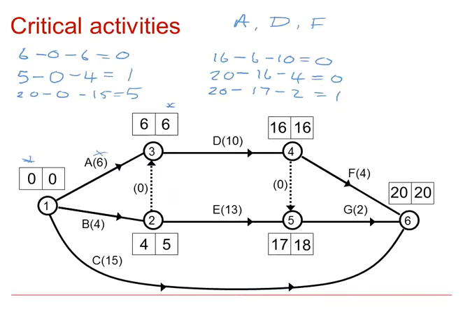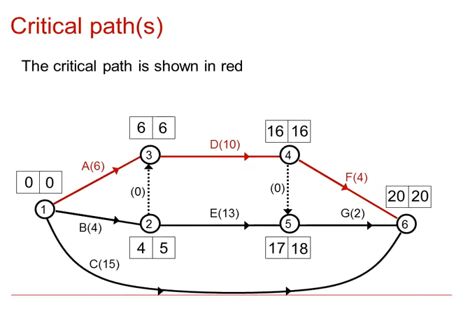So we can see that the critical activities are A, D and F, and these will all lie on the critical path. So the critical path is shown in red on the slide. So A, D and F as the critical activities must be completed in that exact time window, or the whole project is delayed. You will notice that along the critical path, the boxes show left hand and right hand of the same number. In other words, the early event time and the latest event time are the same.